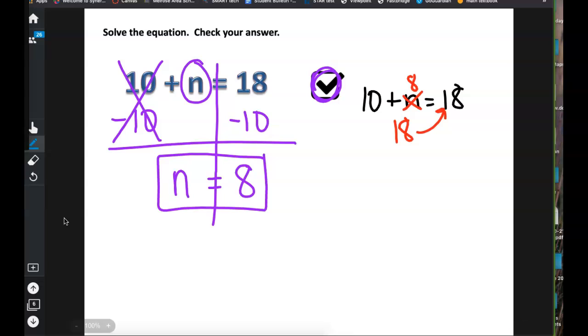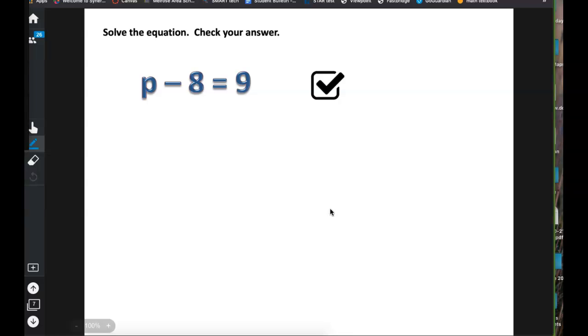So this is how you would check to see that your answer works. This right here is your answer. This is the check. So really in algebra, you should never get a problem wrong because you can always check it. Okay, so let's try another one that I'm going to have you put in your notes. Okay, this time, put p minus 8 equals 9. P minus 8 equals 9.